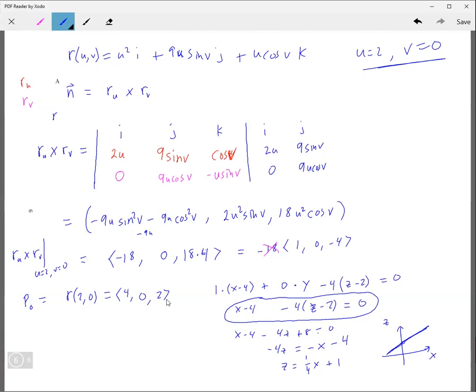Because if you look at the point 4, 0, 2, so first of all, oh, that's weird. Oh yeah, so you want x to be 4, and that puts it at 4, and z to be 2, and then y to be 0. That's where it's going to intersect.